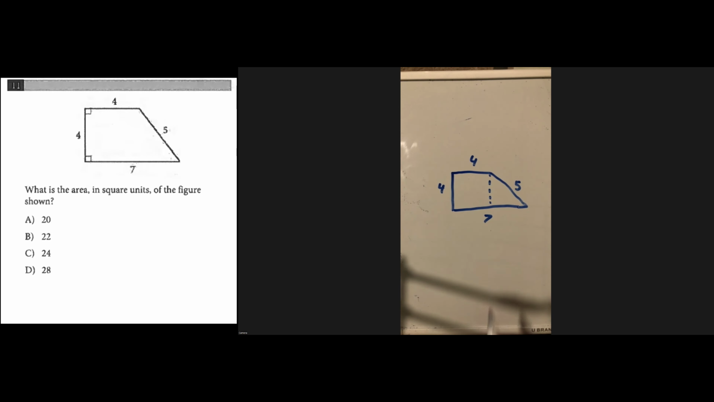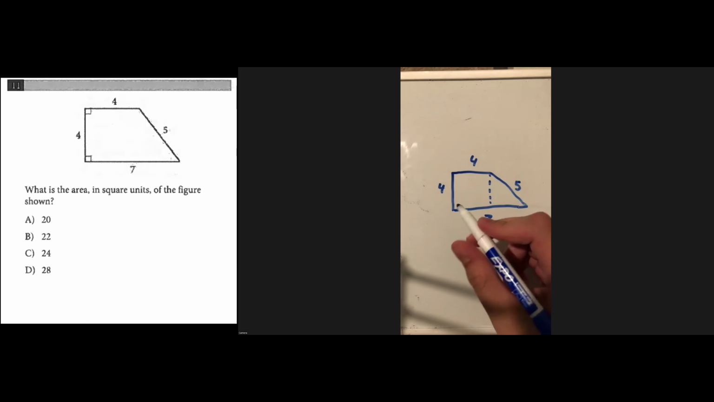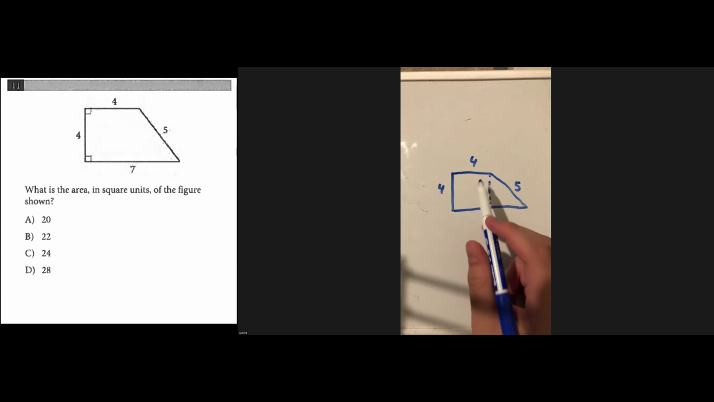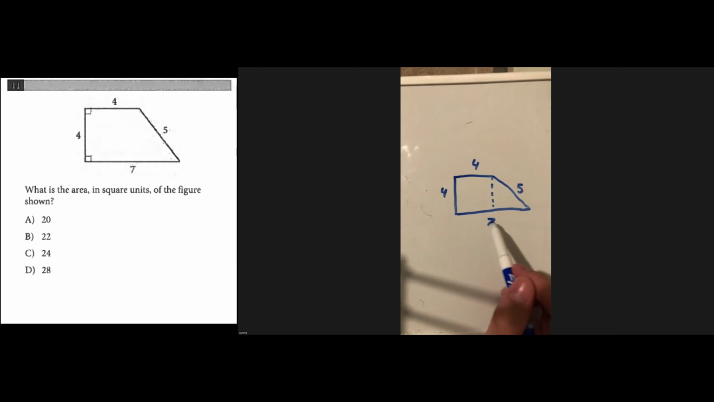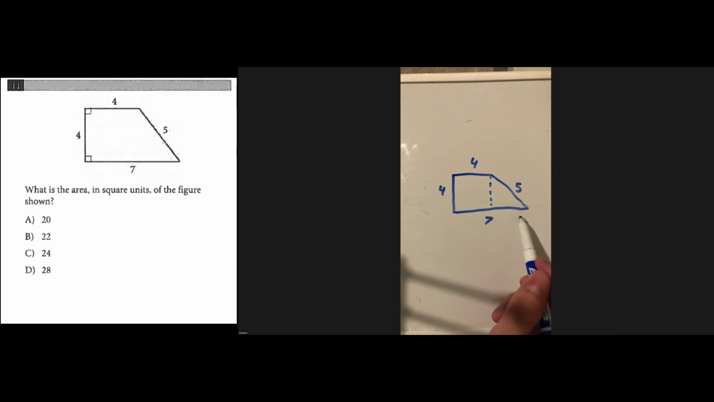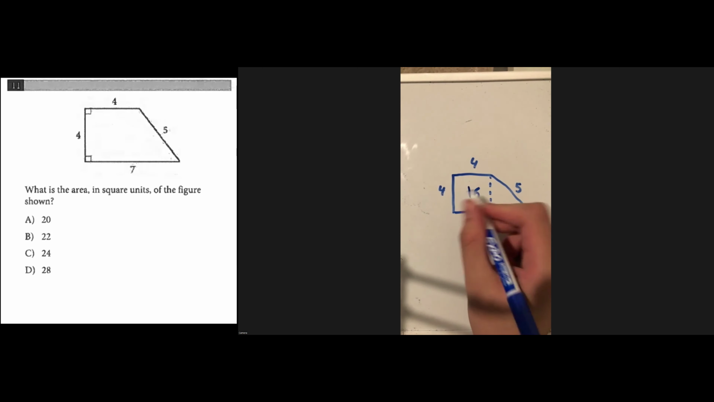Okay, so for question 11, we're just asked to find the area. And so we just divide up the figure into parts. I mean, you could also just solve this as a quadrilateral, but I just find dividing it up into a square and a triangle easier. And so for the square and triangle, we just divide it here. So 4 times 4 is 16. So the area of this is 16.